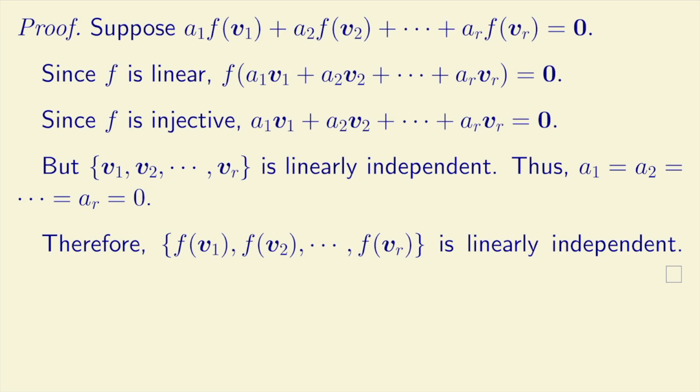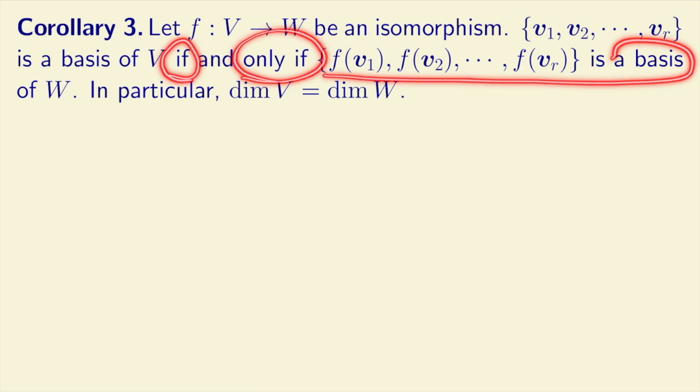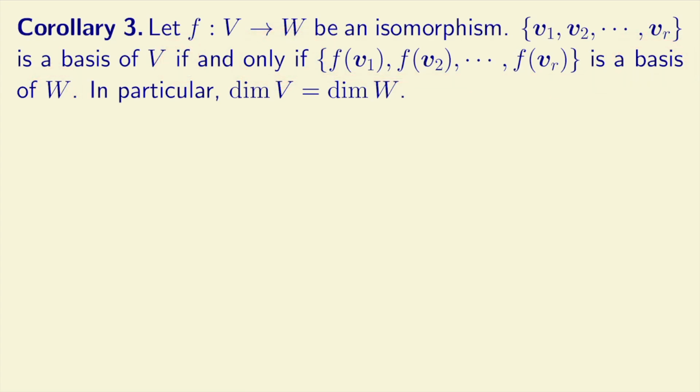Exactly. The notes state that because f is injective, we have a1v1 plus a2v2 plus ... plus arvr equals 0. Then, since the original vectors v1, v2, ..., vr are linearly independent, all the coefficients must be 0. This proves that the transformed set is also linearly independent. This leads to a really important result, Corollary 3. It says that if f is an isomorphism, which means it's both injective and surjective, then v1, v2, ..., vr is a basis of V if and only if f of v1, f of v2, ..., f of vr is a basis of W. So an isomorphism preserves bases.